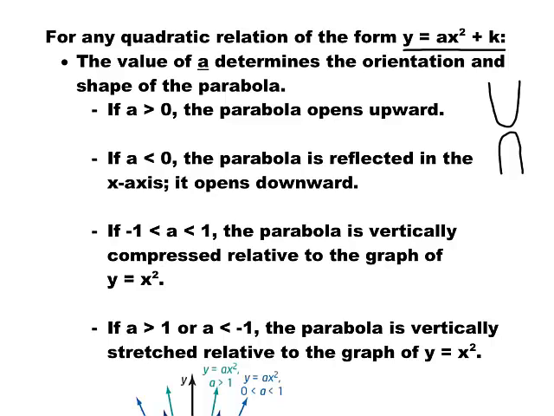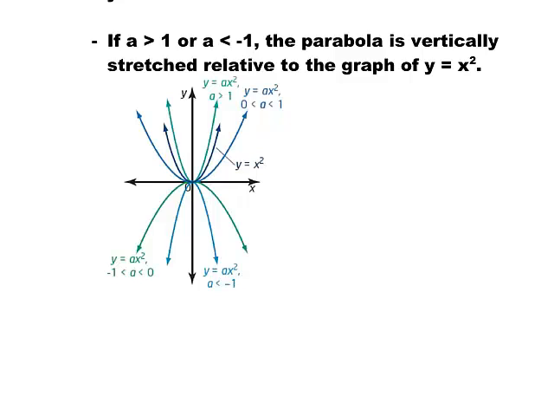If a is between 1 and negative 1, then the parabola is going to be compressed vertically compared to the graph of y equals x squared. If a is greater than 1 or a is less than negative 1, then the parabola is vertically stretched relative to the graph of y equals x squared.